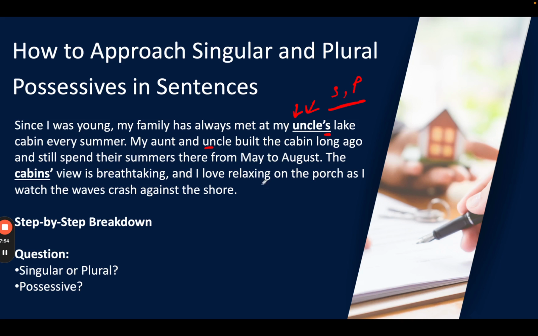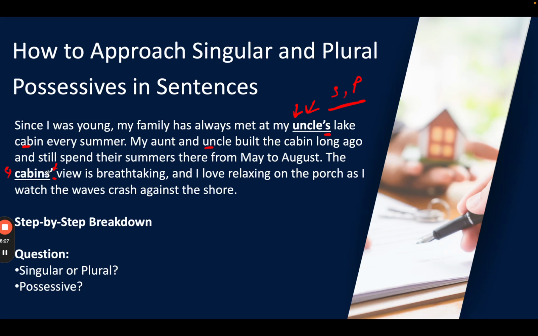My aunt and uncle built the cabin long ago and still spend their summers there from May to August. The cabin's view is breathtaking. Now, just take a pause over here. Again, we have an apostrophe over here. So let's ask the first question. Are we talking about a singular cabin or plural cabins? Clearly, the whole text was about one lake cabin, right? So we are definitely talking about one cabin, singular cabin, which means the placement of the apostrophe after S and having nothing after it is definitely wrong, correct?